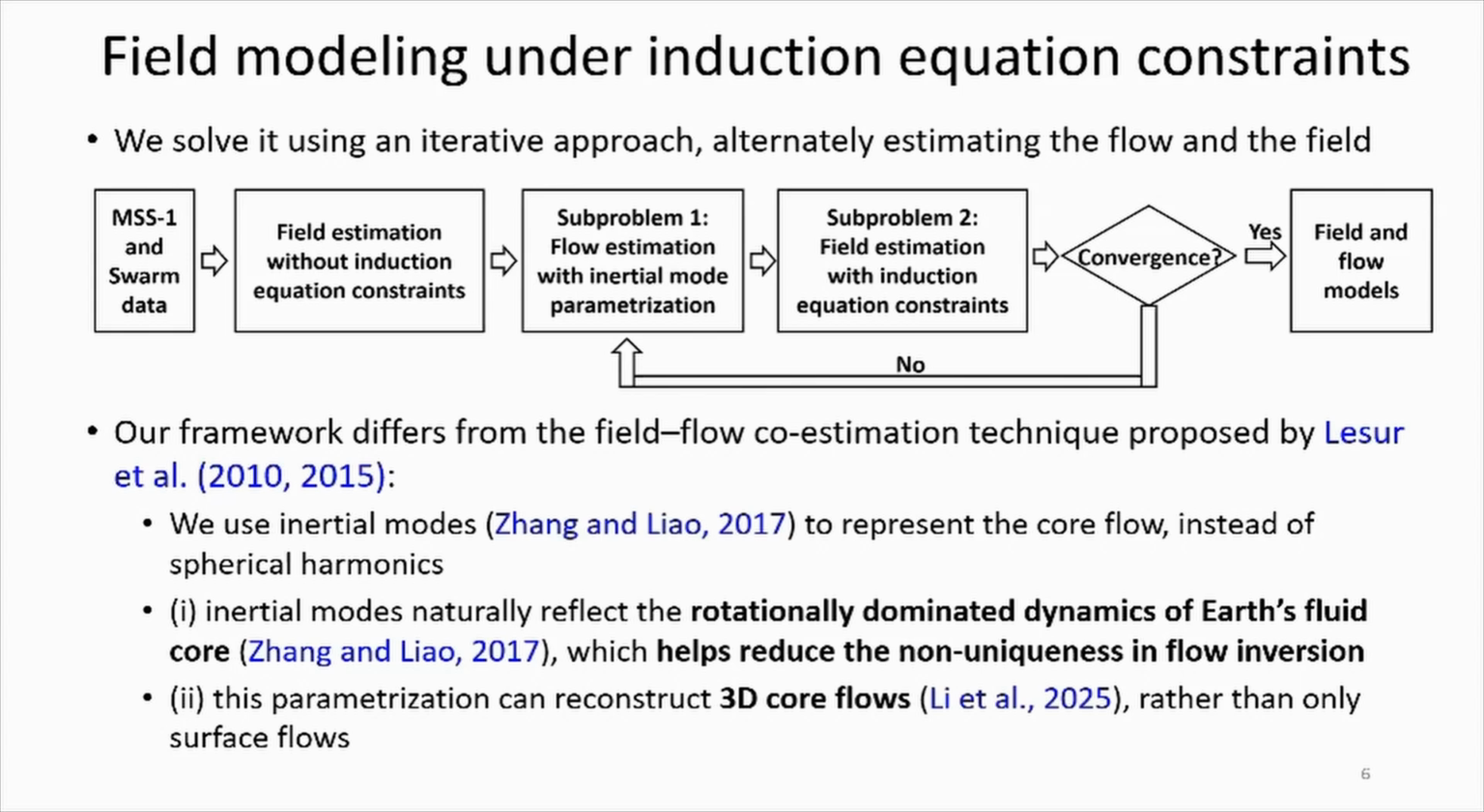We use inertial modes to represent the flows in this study instead of spherical harmonics, and this has two advantages. First, the inertial modes naturally reflect the dynamics of Earth's fluid core, so it can help to reduce the non-uniqueness of core flow inversion. And second, this parameterization can reconstruct not only the core surface flow, but also the 3D core flow.